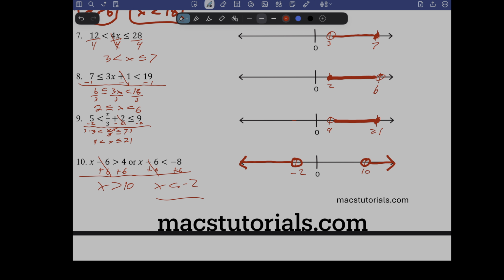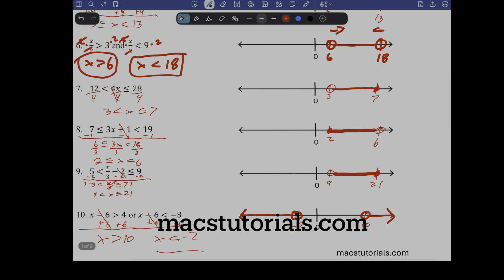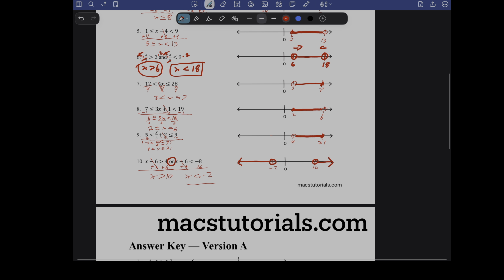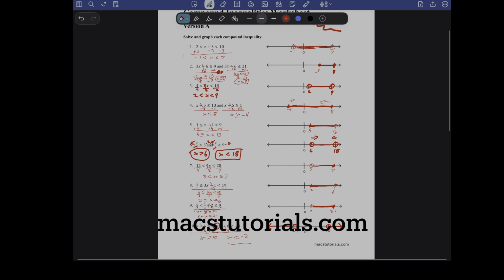Boom. So that was the only one we had where it went to the extremes, that there's nothing in the middle. So also, if you notice, this was also the only one that had the word or in it. That's going to come up later. Okay, so just be aware of that. And that, my friends, is version A.